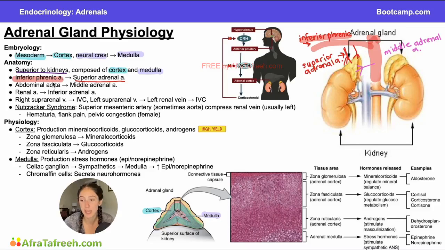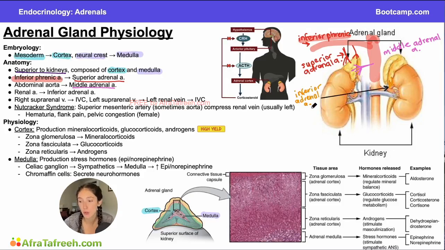Next, if we continue down your aorta, then we will see branching off directly from the aorta these middle adrenal arteries. So the superior adrenal arteries came off of the inferior phrenic artery that is a branch off of the aorta already, but the middle adrenal arteries are coming directly off of the aorta, and you can see them here supplying the middle part of the adrenal gland.